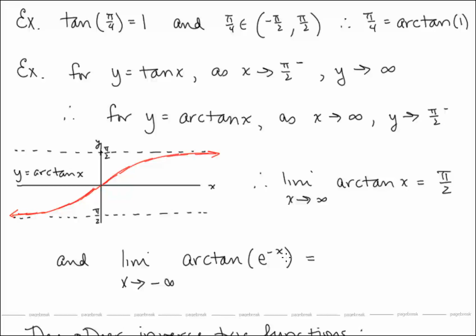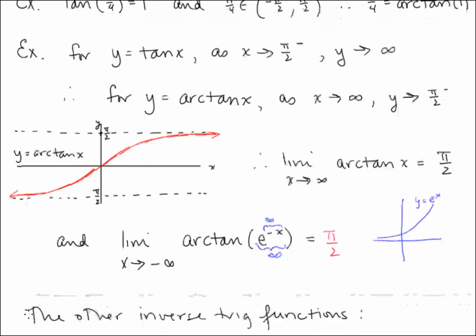What's happening here? As x goes towards negative infinity, negative x goes towards positive infinity. Now, what's happening to the graph of e to the x when its exponent goes towards infinity? Here's the graph of y equals e to the x. As x goes towards infinity, that value goes towards infinity as well. So this is going towards infinity. So now we're looking at the limit as x goes towards infinity of arctan x, and that is pi over 2.